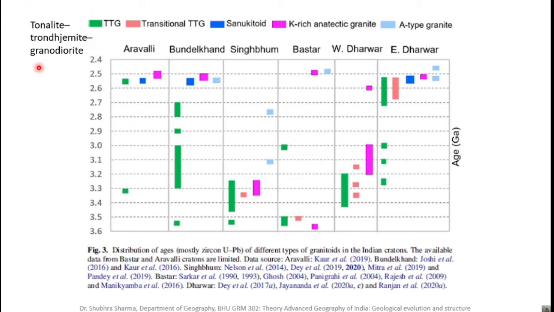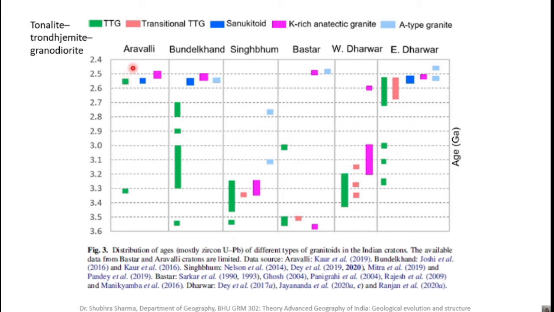And another important type is the TTG series, which represents a group of rocks, namely tonalite, trondhjemite, granodiorite, right? So in short, it is known as the TTG series, given in green color. Now, if you look at the distribution of the ages, what do we see? We see that the oldest ages come from Bundelkhand, also Singhbhum, Bastar, not too many ages, but okay, and also from West Dharwar, right?